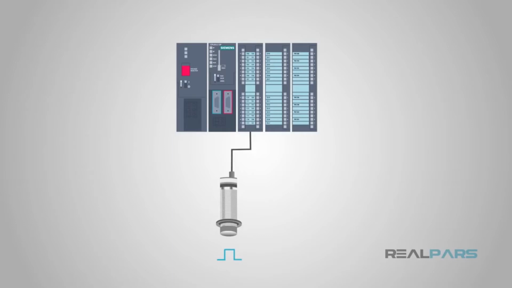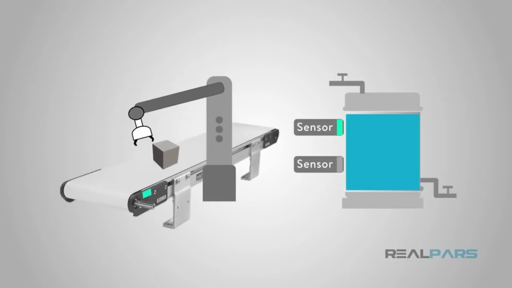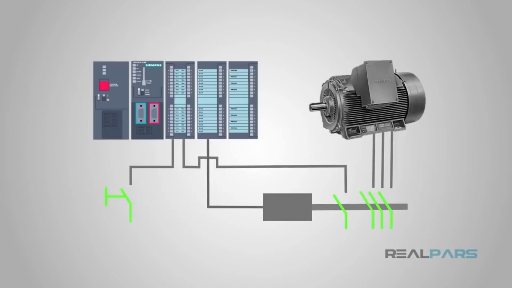Initially, they were simple. A contact that touched another contact when something got where it was supposed to stop. We use these sorts of sensors for anything that we divide into two states: on and off, true and false. For example, in position, full, empty, power on and running.